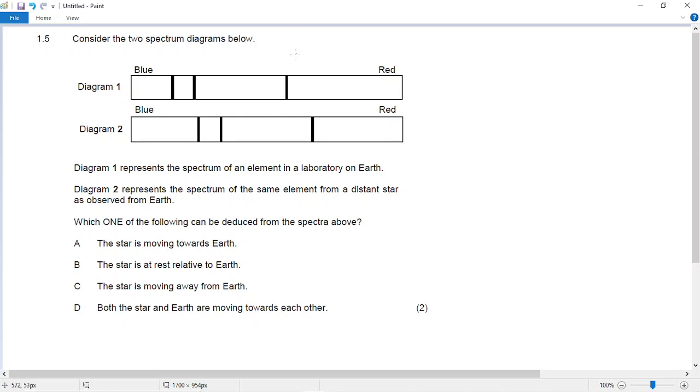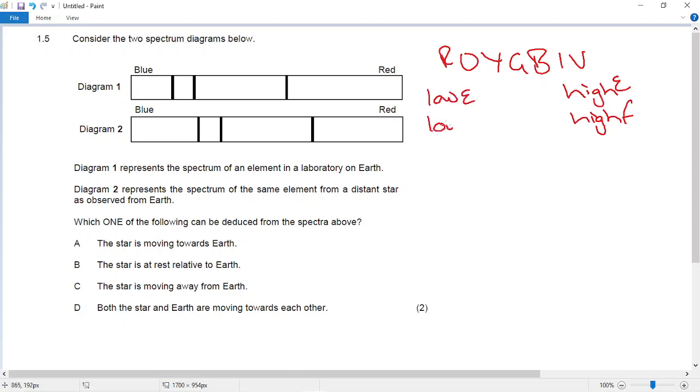Now here's a nice question related to the Doppler effect, but with light instead of sound. Consider the two spectrum diagrams below. So here is the blue end and here is the red end. Whenever we want to look at something like this, we should always remember the spectrum: red, orange, yellow, green, blue, indigo, violet. This is the high energy, high frequency side, and this is the low energy, low frequency side.